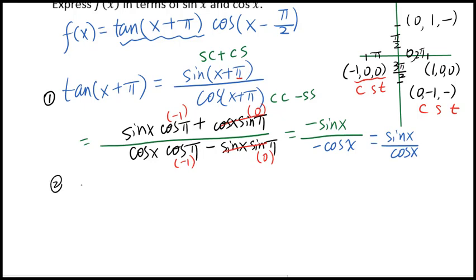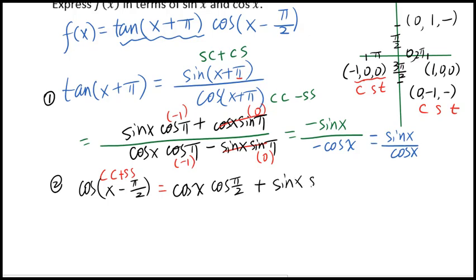Your second step, we need to figure out cosine x minus pi over 2. For this, you have 2 ways to do that. The first way is still doing the CCSS. This part is a plus. So we get cosine x cosine pi over 2, then plus sine x sine pi over 2. Then you can figure out this is a pi over 2, so CST. For cosine pi over 2, this is 0. Sine pi over 2 is 1. You will get the sine x.